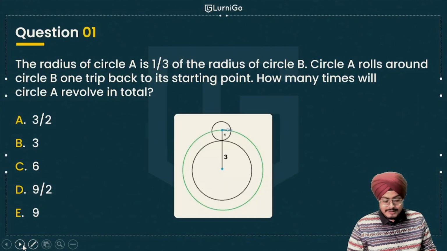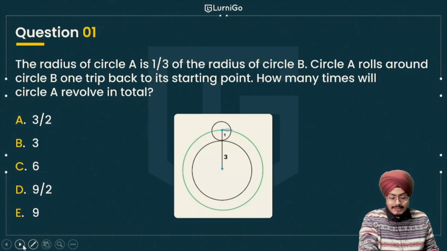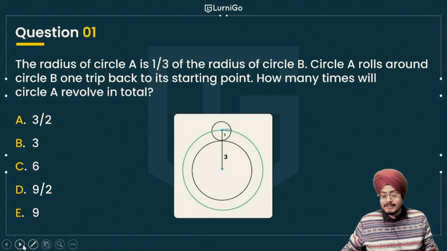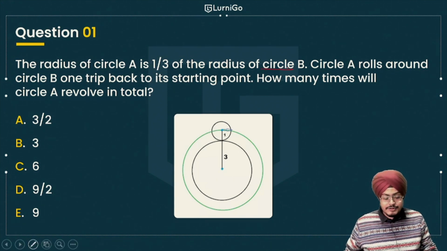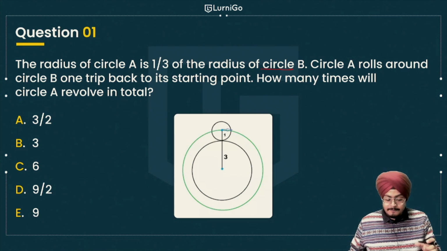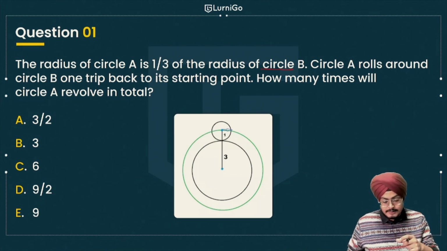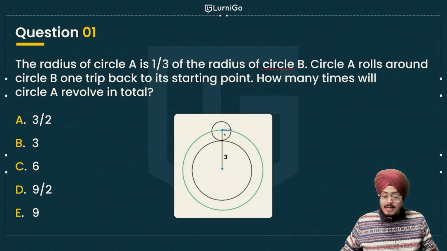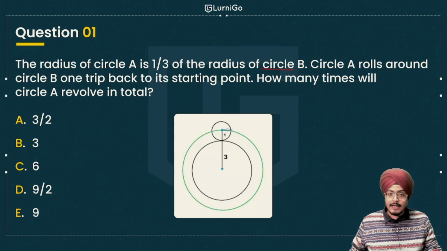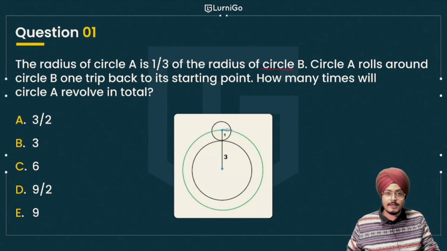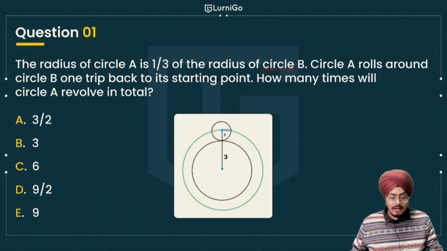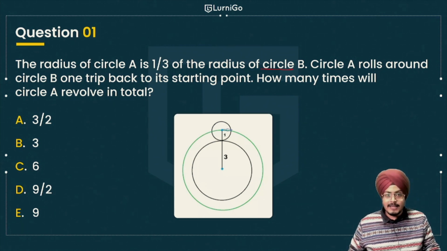As the question says, the radius of circle A is 1/3 of the radius of circle B, and circle A rolls around circle B one trip back to its starting point. The question is asking, how many times will circle A revolve in total? Five options are given. A, 3/2, B, 3, C, 6, D, 9/2, and E is 9.